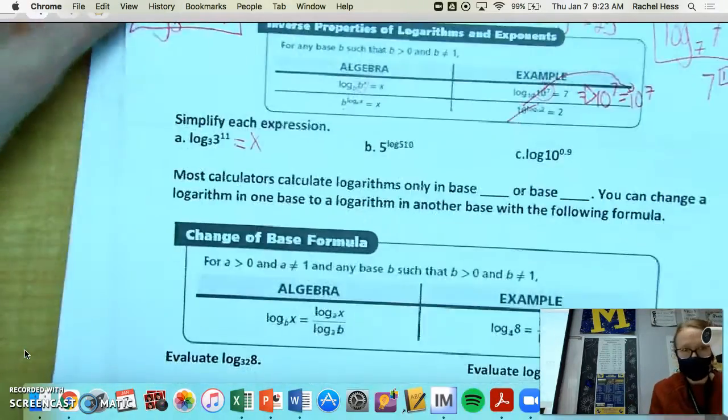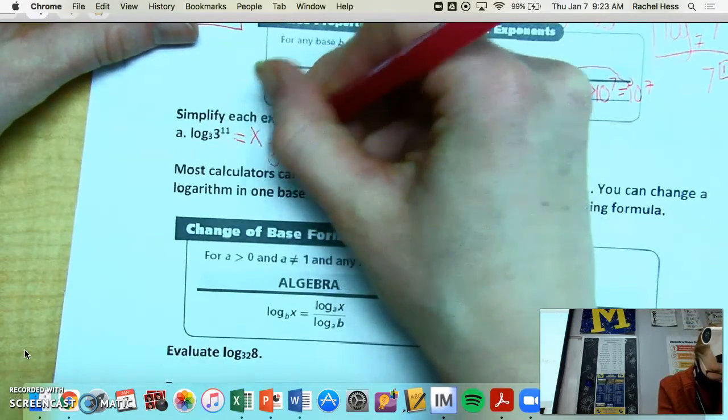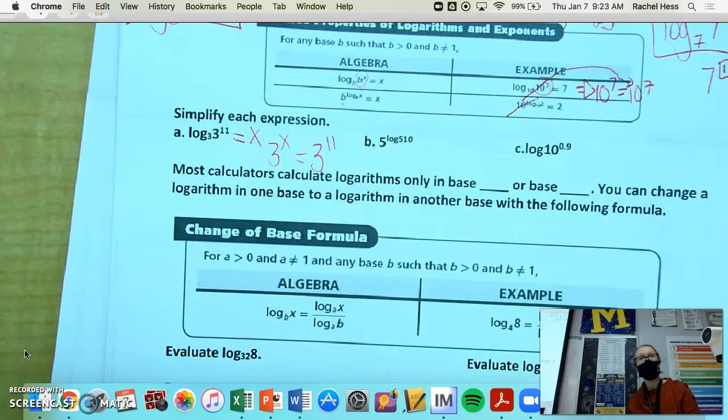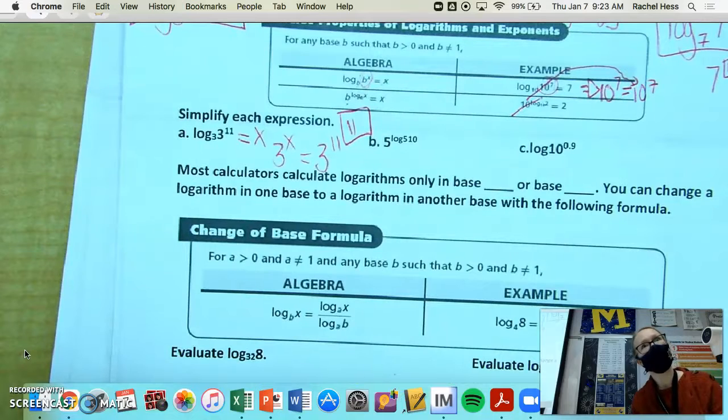This setup here, it's saying log base 3, so 3 to the x power gives me 3 to the 11th power. That should be pretty easy to solve, right? Do you see how they have the same base? So 3 to what power would give me 3 to the 11th power? Well, wouldn't that just give me 11? Right? Hypothetically speaking, that would make sense.